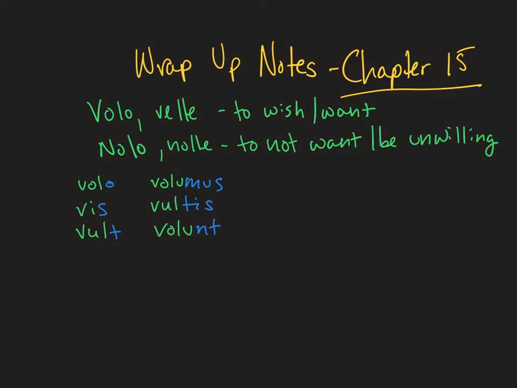Now for nolo, nolo is going to work almost exactly the same way that volo does. The trick with nolo is sometimes you're going to split it up into forms of non plus volo, because it's actually just the opposite of volo. So you'll have nolo, and then we're going to say non vis, two separate words. And then non vult, two separate words again.